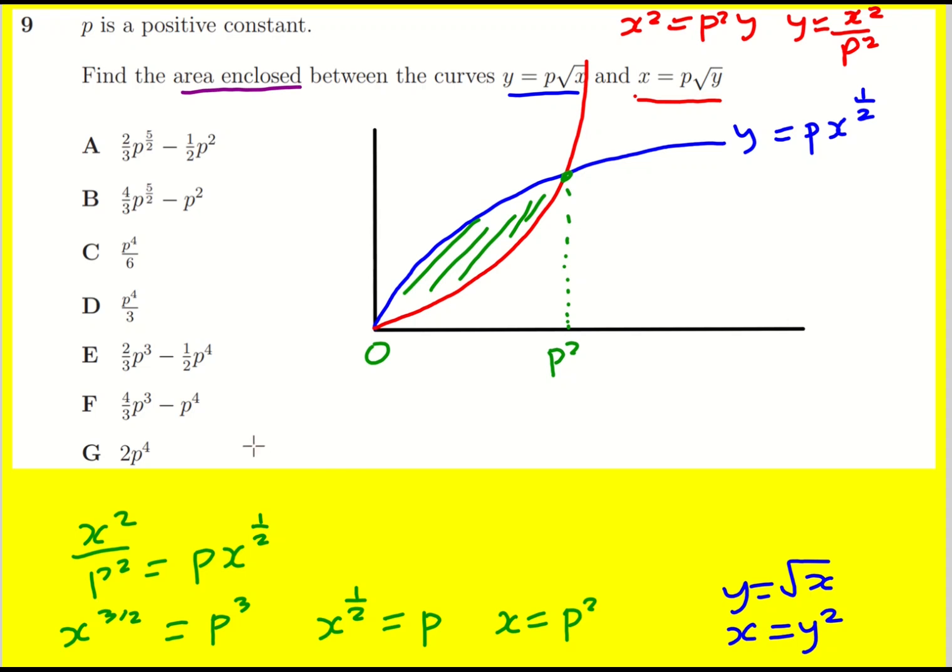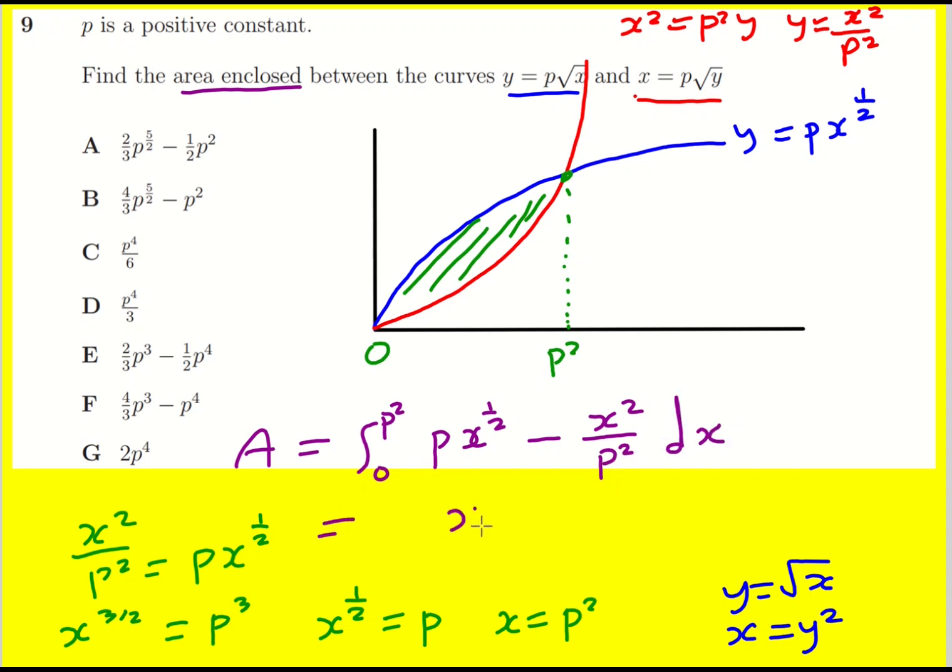So my area enclosed is going to be, let me do it all in one go, the integral from 0 to p squared of p x to the half. That gives me all of this bit, minus this bit here, minus x squared over p squared. So I'll get x to the 3 over 2, and then 2/3 p, and then 1 over 3 p squared, maybe I'll write it as x cubed, evaluated between 0 and p squared.